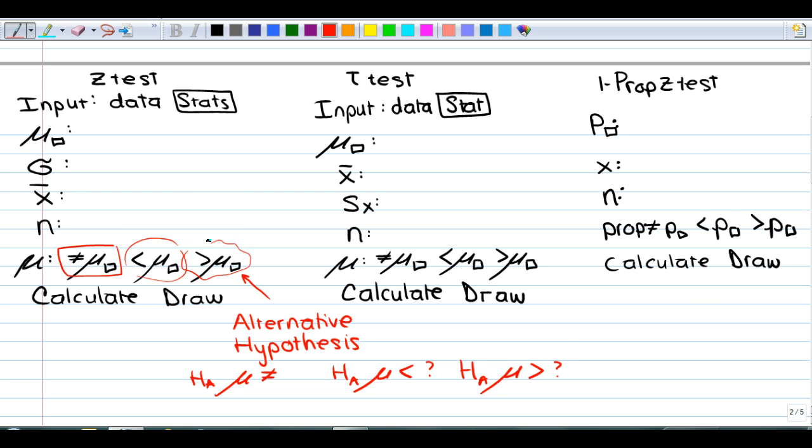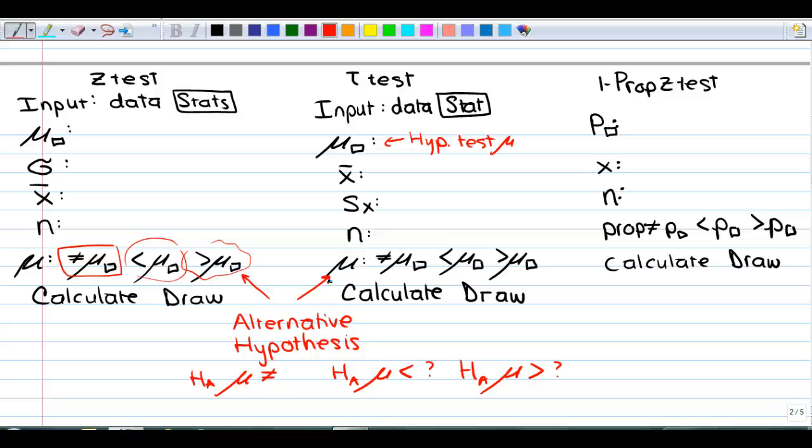The t-test, they're in a slightly different order. Again, this is the hypothesis test mean. You need a sample mean, a sample standard deviation, sample size, and then again, these are the alternative hypotheses. The proportion test, you don't need so much information. You just need to know that hypothesis test proportion value, number of successes, a sample size, and again, your alternative hypotheses.